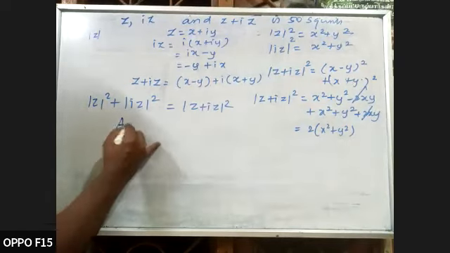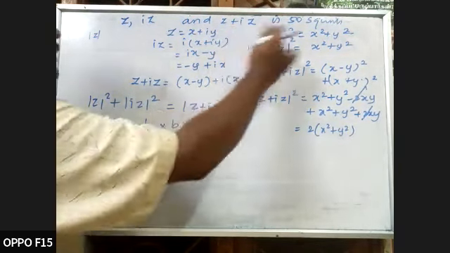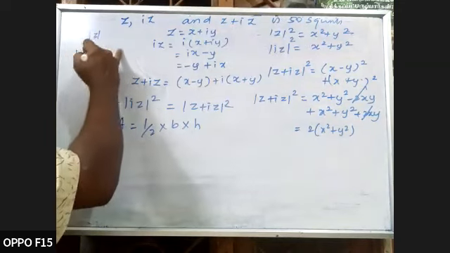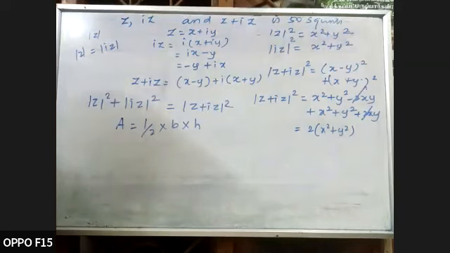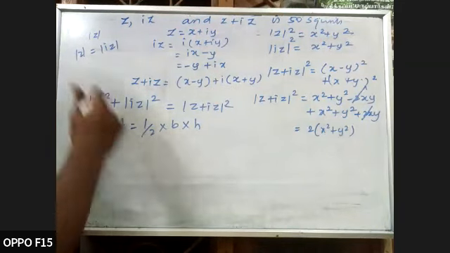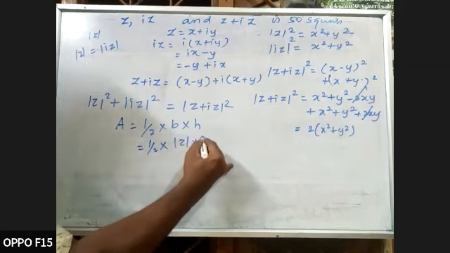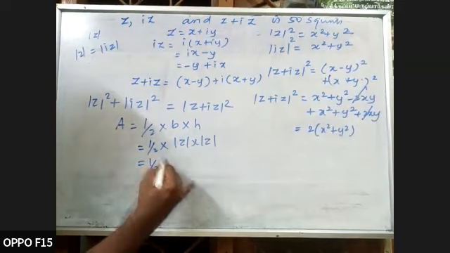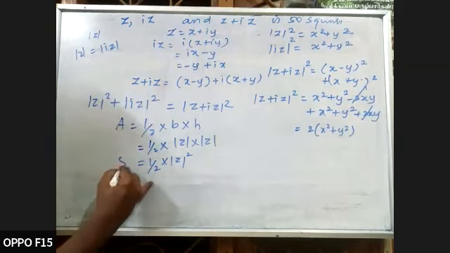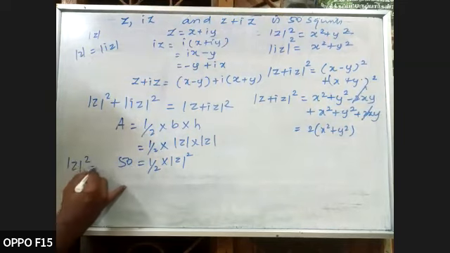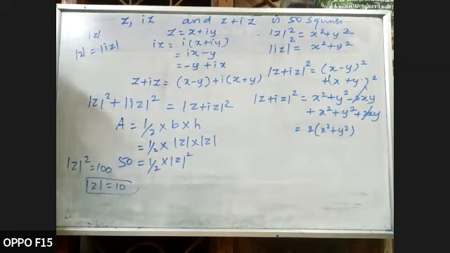What is the area of a right angle triangle formula? Half into base into height. Modulus of z and modulus of iz are the same, so the area of the triangle is 1/2 into modulus of z into modulus of z, that is 1/2 modulus of z the whole square. The area given is 50, so modulus of z square is 100 and modulus of z is 10. That's all. Very simple.